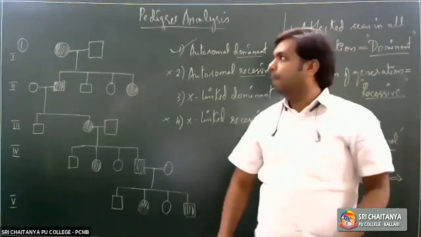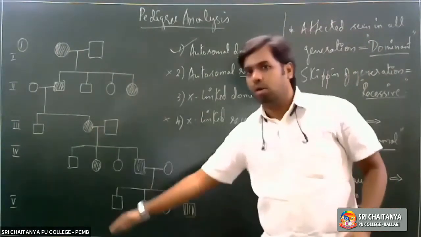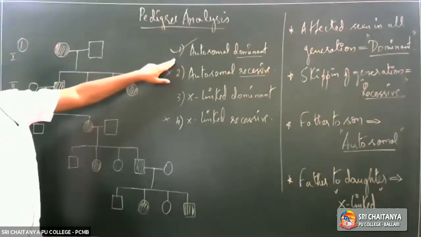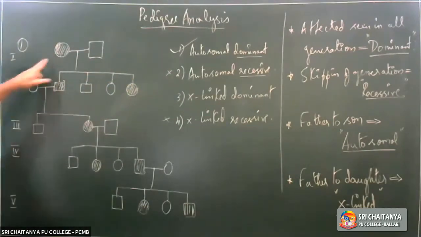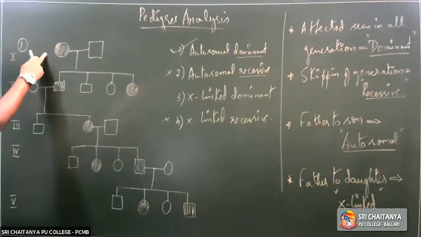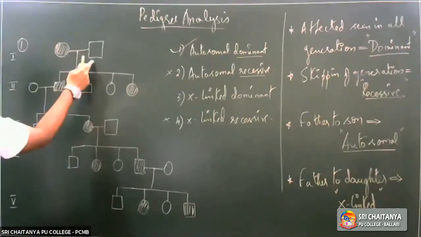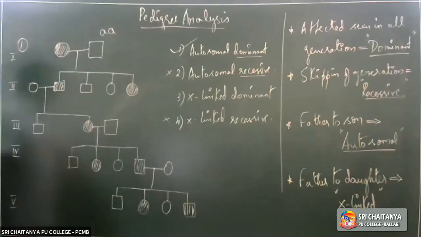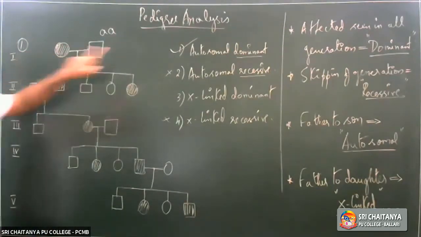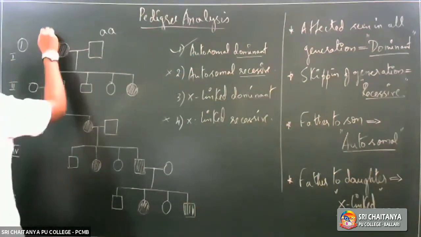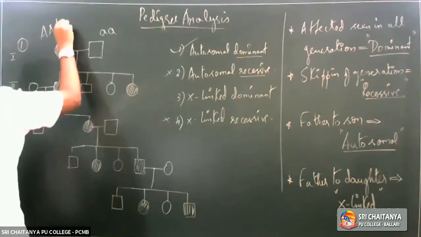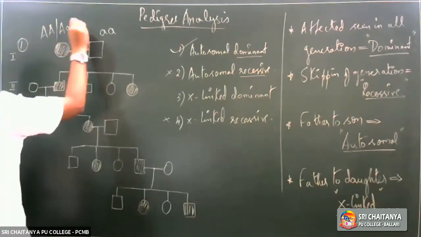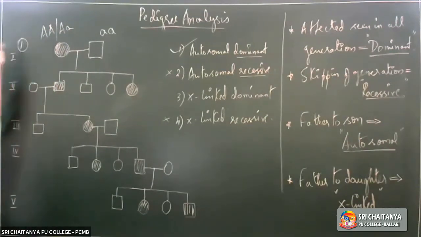How do we re-verify it? By identifying the genotypes of all of the individuals. We know that it is autosomal dominant here, so the disease-causing condition is a dominant condition, and unaffected normal individuals are recessive. Let us take the recessive as small a, small a. A disease-causing individual has a dominant trait, so it would be either capital A, capital A, or capital A and small a. These are the two possibilities, either a homozygous condition or a heterozygous condition.